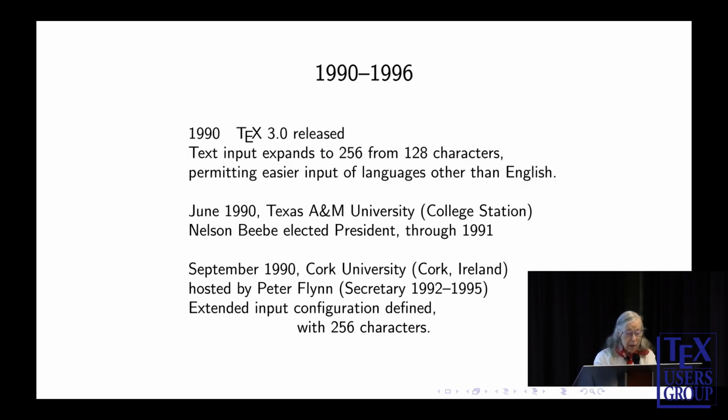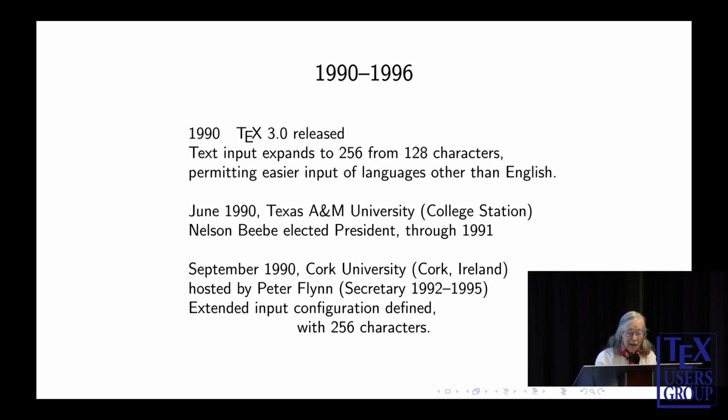We come to 1990, and we get TeX 3.0. And this allows text input to accommodate 256 instead of 128 different characters. And this permits easier input of languages other than English. You know, languages that have those annoying little accents.